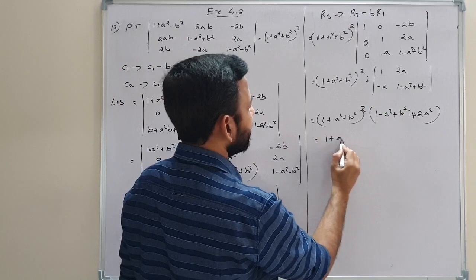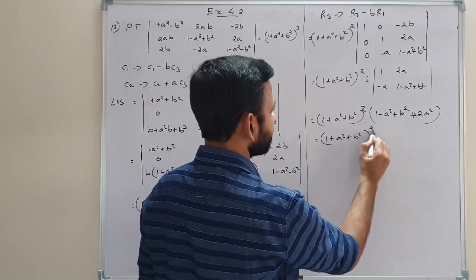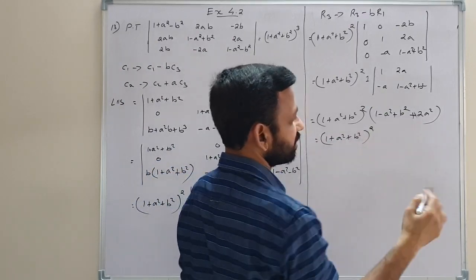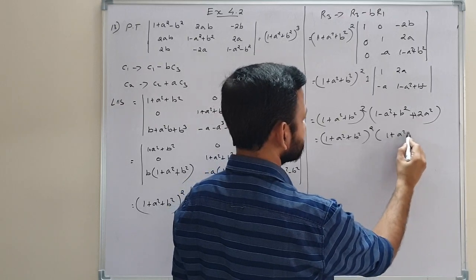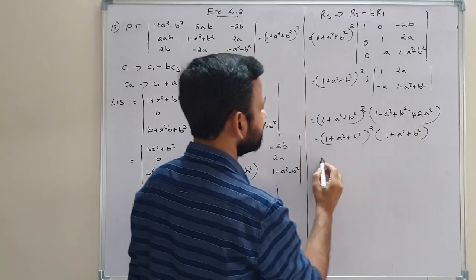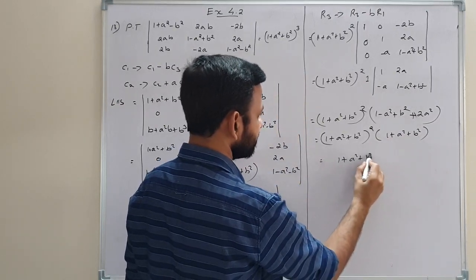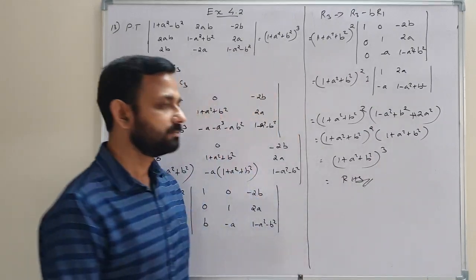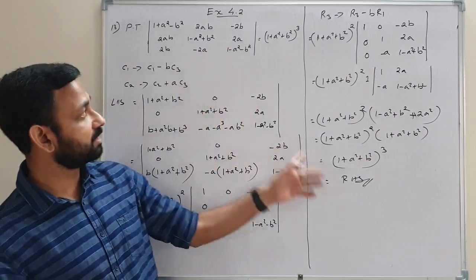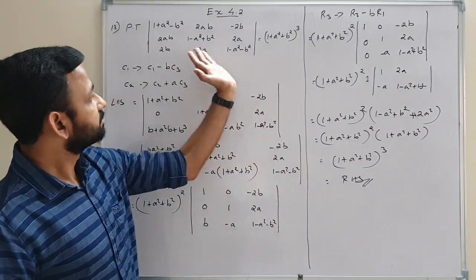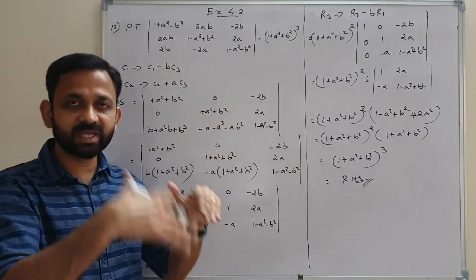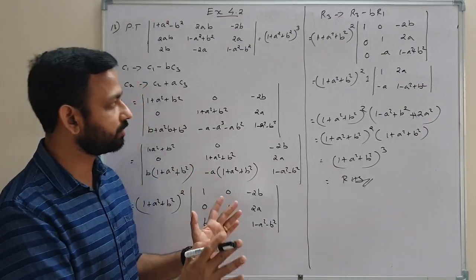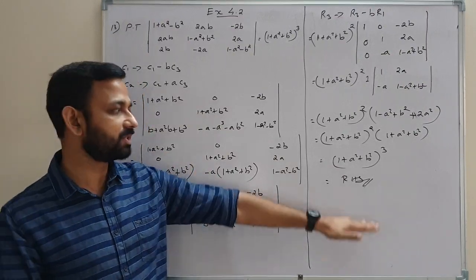That is 1 plus A square plus B square raised to the power 2 into minus A square plus 2A square. We can combine this: 1 plus A square plus B square, the same expression. So 1 plus A square plus B square raised to the power 3, that is RHS. Now we got LHS equal to RHS, and we reduced that 3 by 3 determinant into 2 by 2, then expanding. So we got the answer.